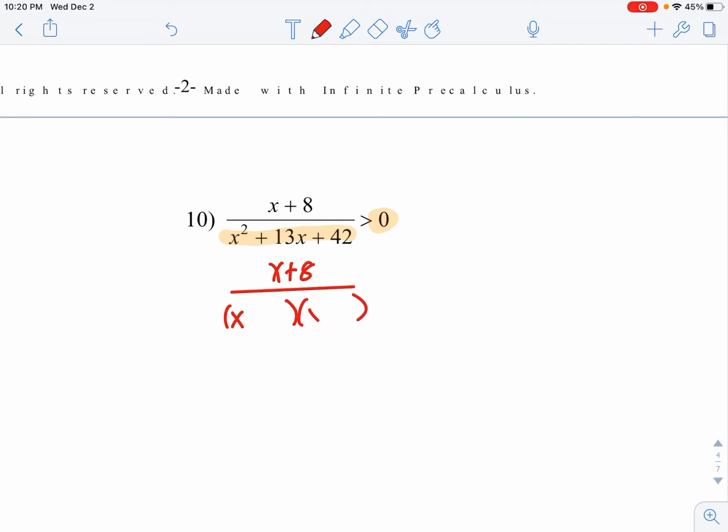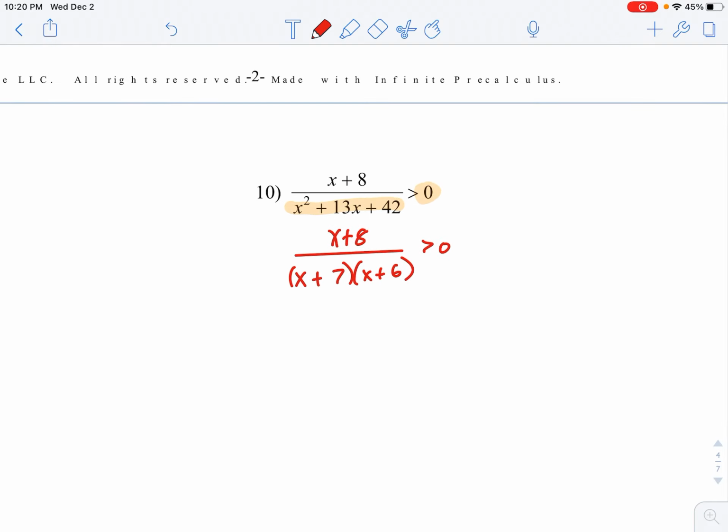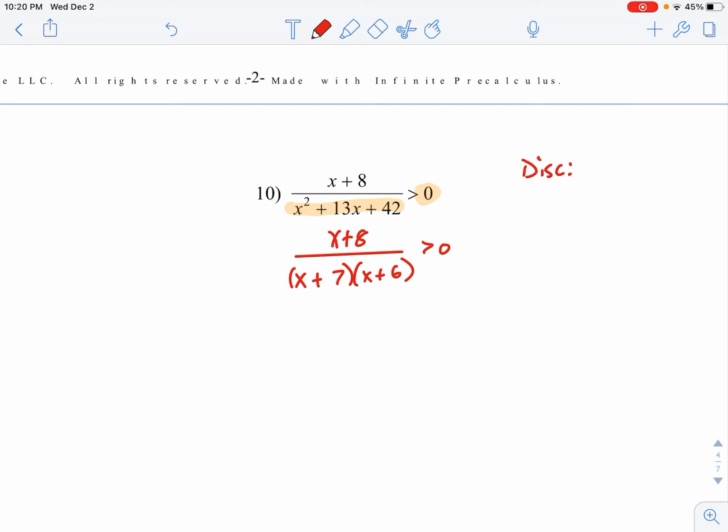So x, 7 times 6 is 42. 7 plus 6 is 13. There we go. So now, when we do our discontinuity, we're supposed to set the bottom equal to 0. It's already factored, so you can just set each factor equal to 0. You get x equals negative 7, x equals negative 6. And then to find the zeros, you set the numerator equal to 0.